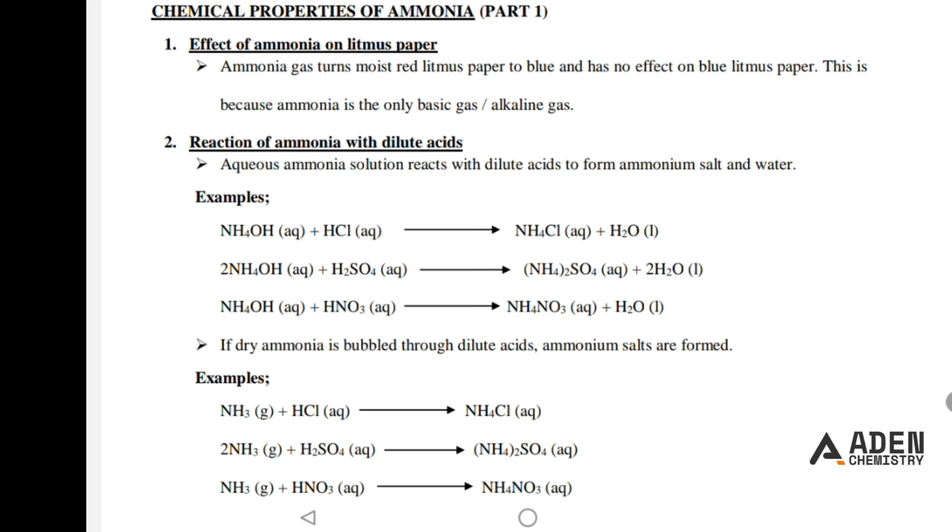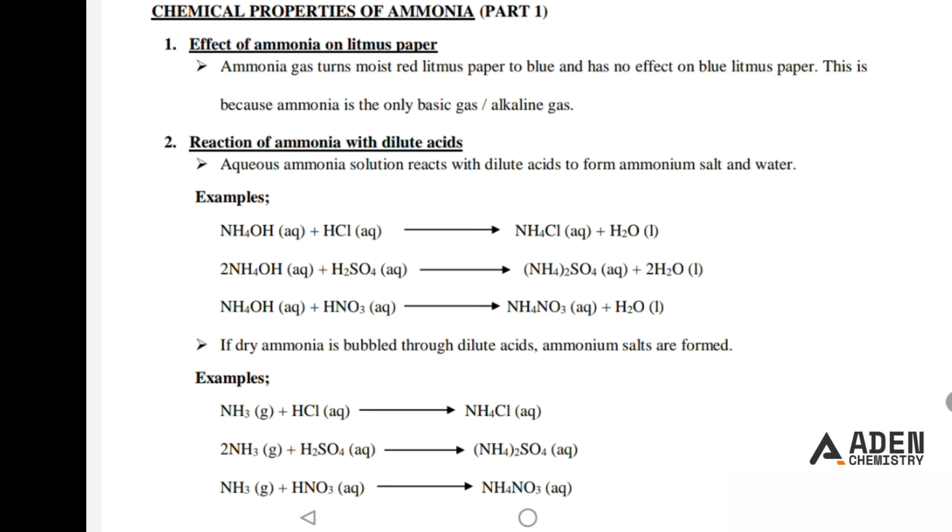So the difference between these two is that when we are having aqueous ammonia or ammonium hydroxide, we are going to get salts and water. But when we are talking about dry ammonia, that means ammonia gas, and it reacts with dilute acid, what we get is only one product. That's ammonium salts only. So examples: ammonia gas reacting with hydrochloric acid, we get ammonium chloride solution.